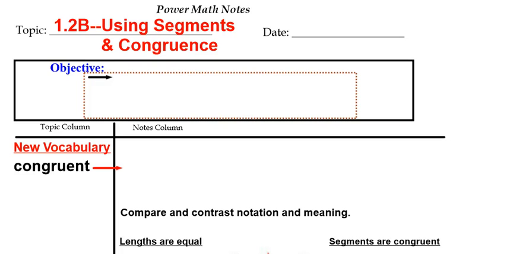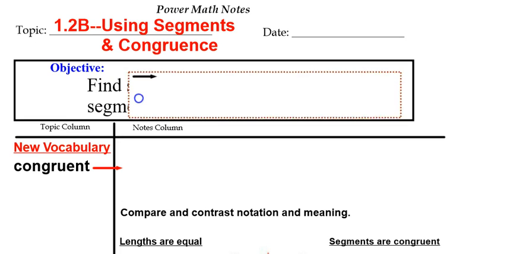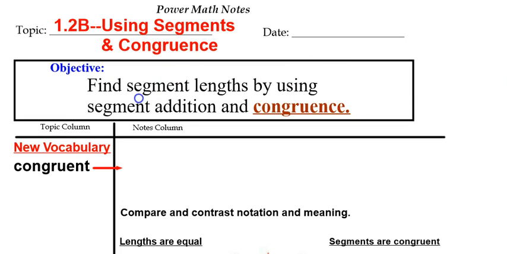All right, gang, we are now going to do the practice problems on lesson 1.2b using segments and congruence. Remember, our goal for this lesson is to find segment lengths by using segment addition and congruence. We're focusing on the definition of congruent, exact same size and same shape. What I would like you to do now is just pause the video and jump ahead to the practice problems.